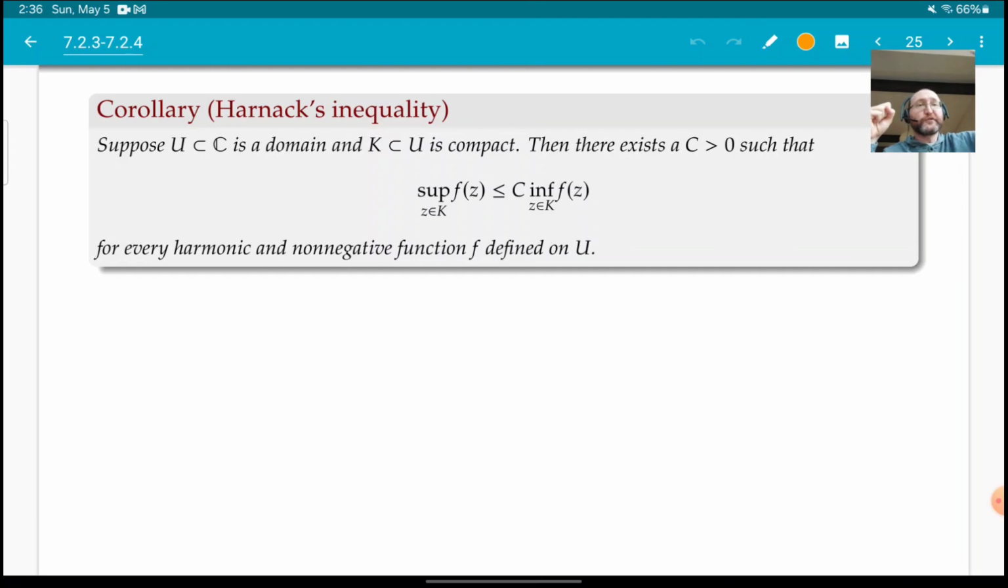For different compact sets, we'd get different constants C. So there exists a C depending on K and U, of course, but U is fixed. For each K, you will get a different constant. Basically, if I take any non-negative harmonic function f and look at its supremum, the most it can be on K, that's controlled by its infimum on K. C could be very large. Actually, what we're going to prove is some big power of 3. But in general, it could be better than what we're going to prove. There could be some ideal C, but we're not going to try to look for it. It would probably be very hard for your random K to find the best C. Okay.